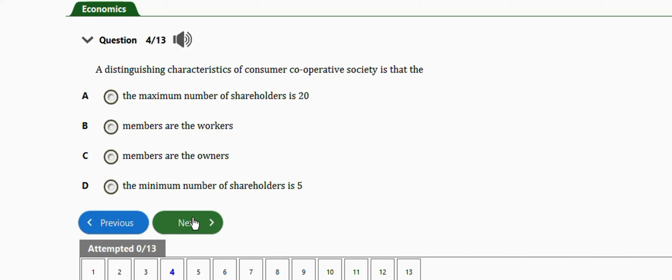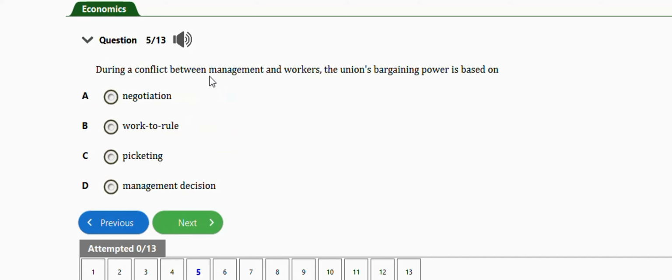The next repeated question is this one. It says during a conflict between management and workers, the union's bargaining power is based on, we have negotiation, work to rule, picketing, management decision. Right answer is option A. The union's bargaining power is based on negotiation. Very, very important.